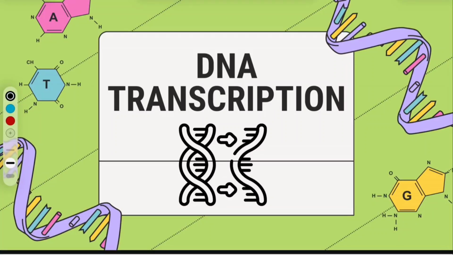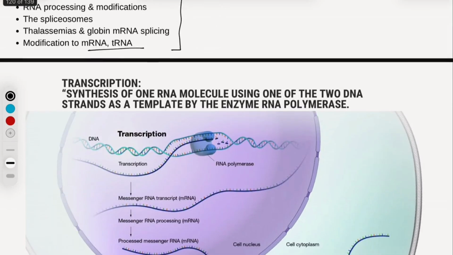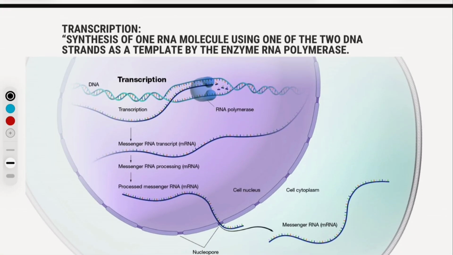Today we are going to cover the transcription topic. In my last video, I discussed replication. This process takes place once the DNA is replicated, and now we need to make one RNA strand from the DNA strand. We will cover prokaryotic transcription, where we will learn about RNA polymerase, the origins and promoters, and the three phases. Also eukaryotic transcription, the RNA polymerases, and the modifications which take place once the strand is made.